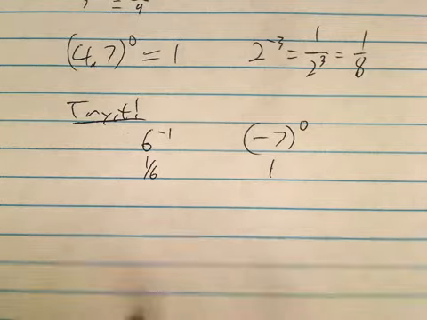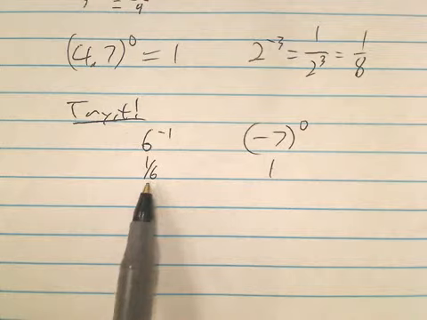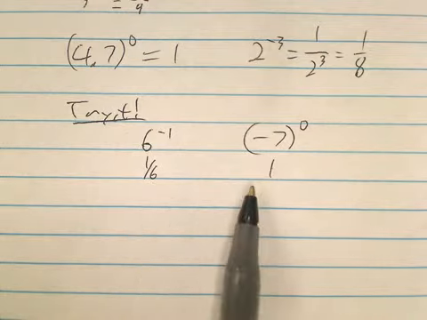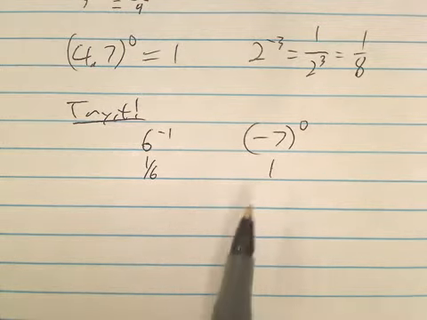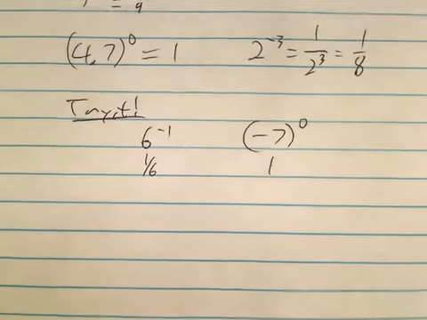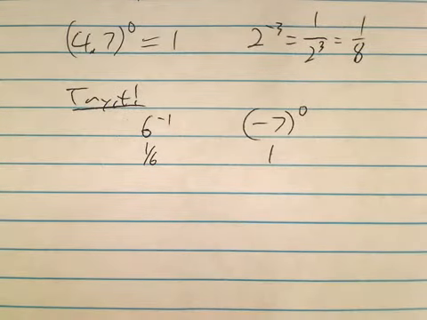And so my answer there, this was 1 over 6 to the first power, or just 6. And anything to the 0 power is 1. Okay, there's one more thing I want to talk about. Sometimes we'll have variables, and kind of the same thing will happen with them.